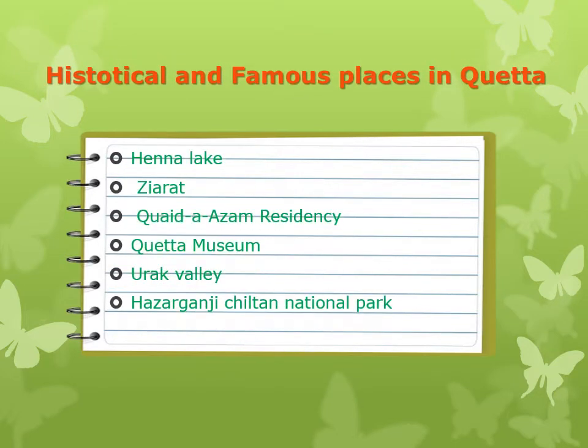Dear students, Quetta is also known for the variety of fresh and dried fruits available there. Now, we will learn about the well-known and historical buildings of Quetta. We will discuss a few of them in detail: Hanna Lake, Ziyarat, Quaid-e-Azam Residency, Quetta Museum, Urak Valley, Hazarganji Chiltan National Park.